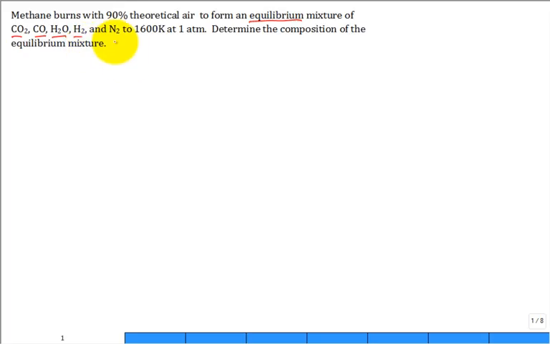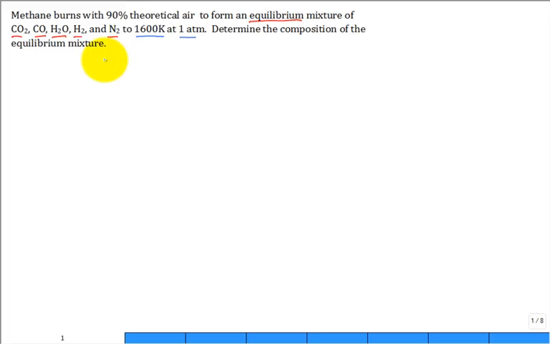They tell us also, nitrogen. They tell us the temperature and the pressure for that equilibrium mixture. Okay. Determine the composition of the equilibrium mixture. So what are you asked to solve for? The composition of the equilibrium mixture. Is that just one number? No, it's a set of numbers, isn't it? And what are those numbers? The mole fractions. You want to know the mole fractions of each of those components.